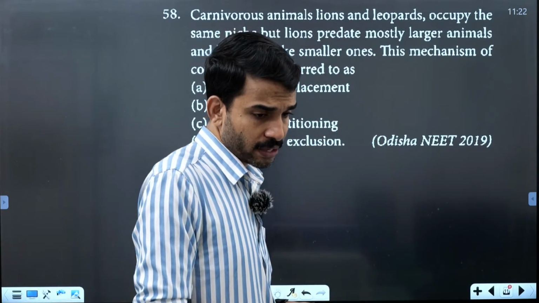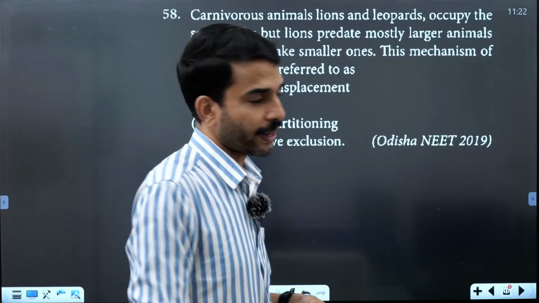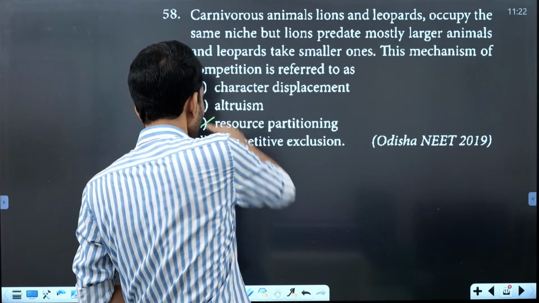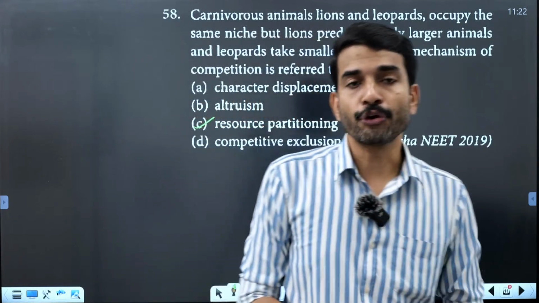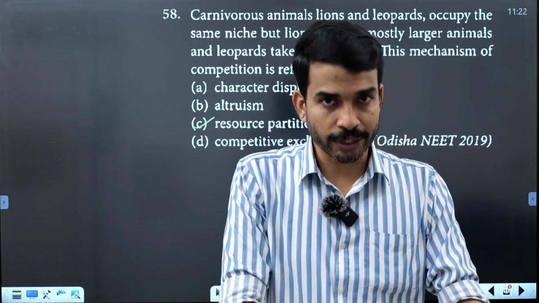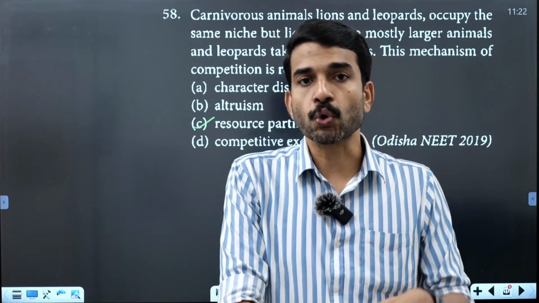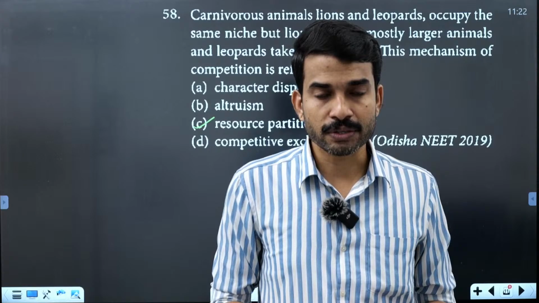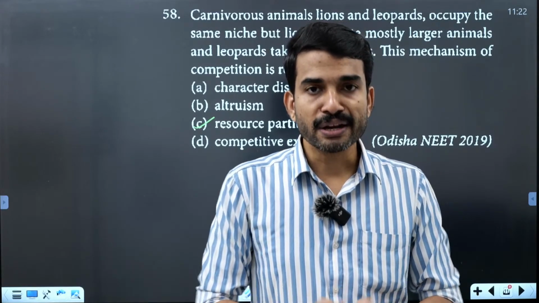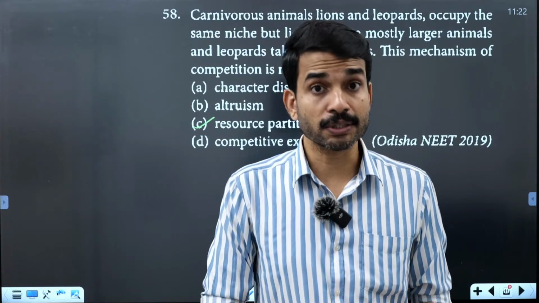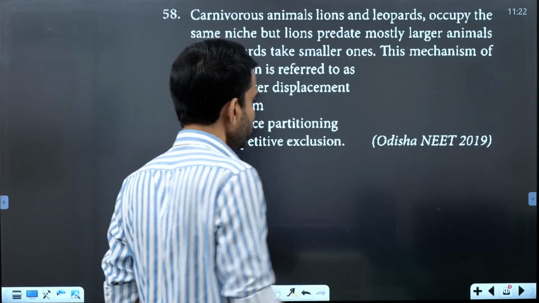So your answer is C, I believe. We can call it resource partitioning. In order to avoid that exclusion, they explore the different resources available there. Instead of competing with each other, they are in search of different food sources. So our answer is supposed to be C.